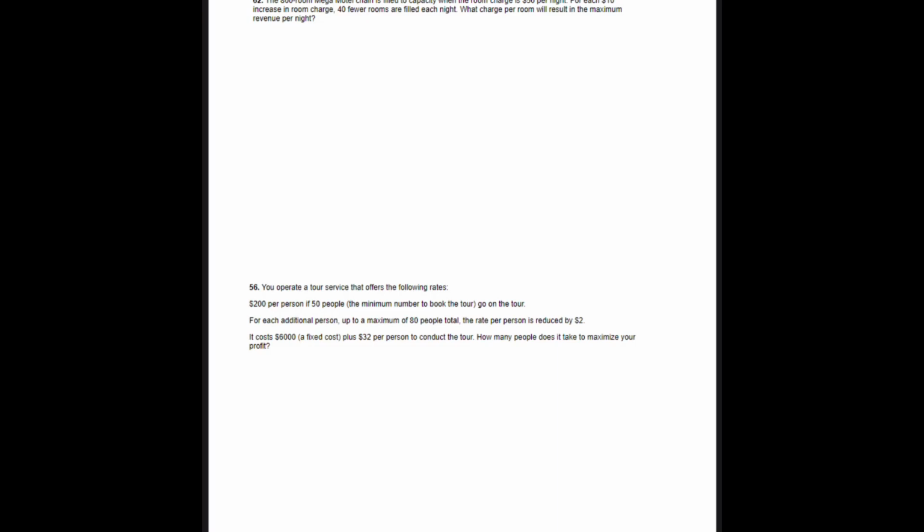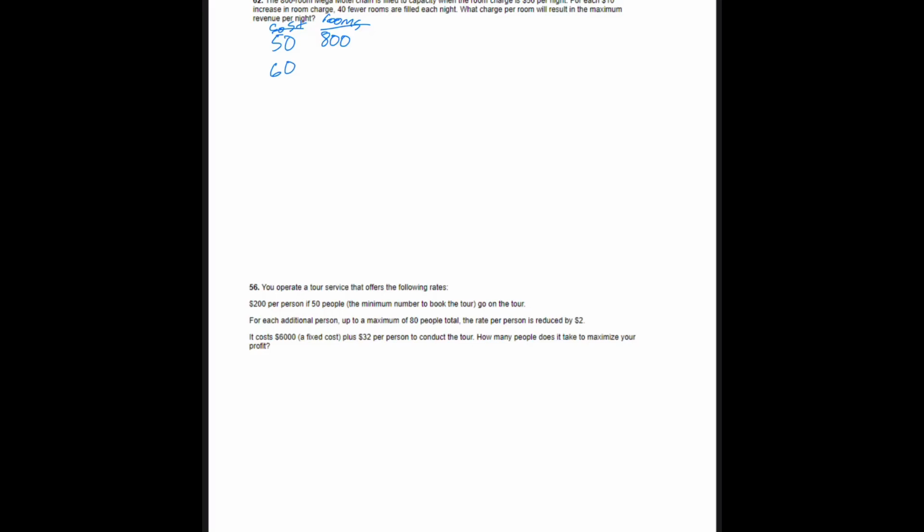So the 800-room mega motel chain is filled to capacity when the room charge is $50 per night. For each $10 increase in room charge, 40 fewer rooms are filled each night. What charge per room will result in the maximum revenue per night?